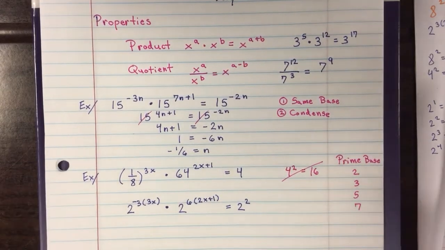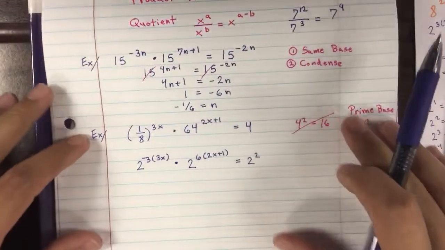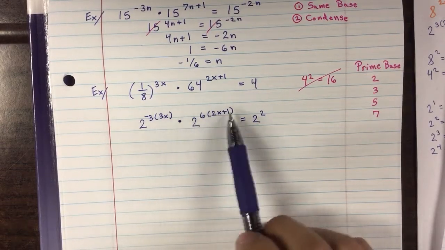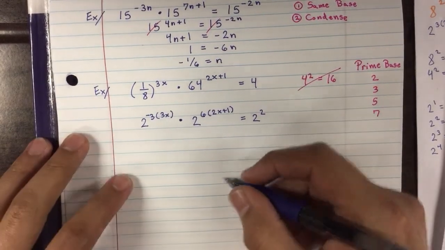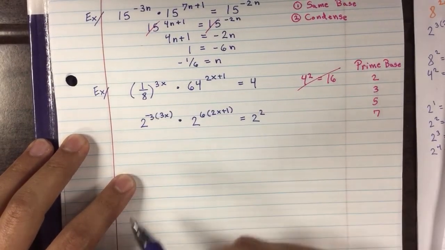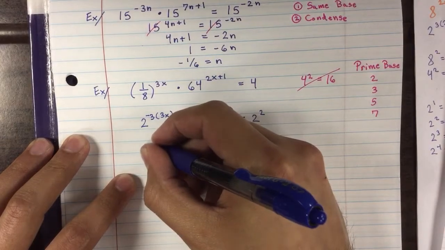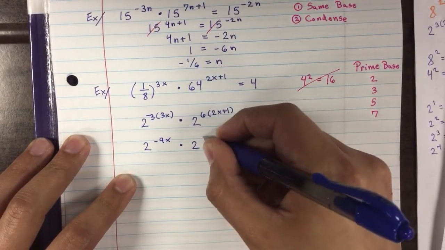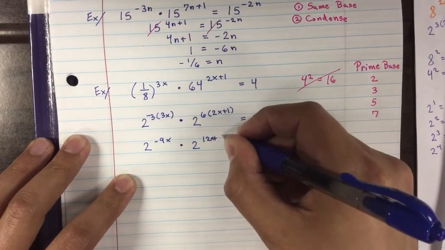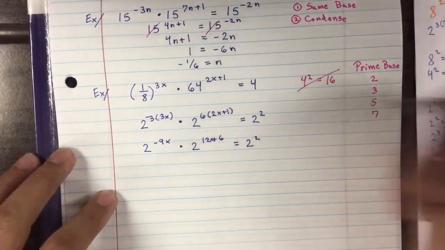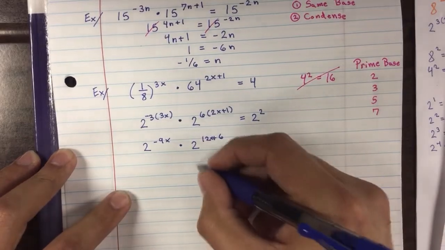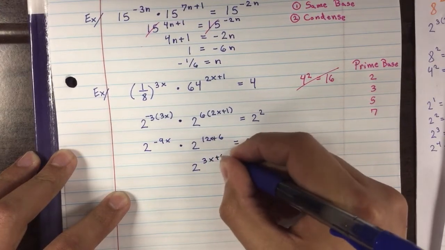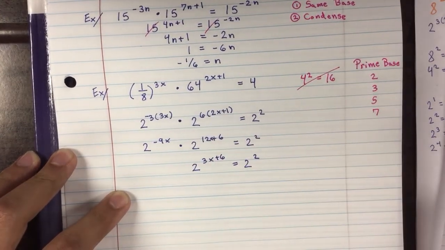So now condense it. Multiplication means that we're going to add, right? So we need to actually multiply this out first. So we have negative 9x, plus 12x plus 6 equals 2 squared. Combine this together, so that's really addition, so it's 2 to the power, and then add your x's, so that'll be 3x plus 6, and this will be 2 squared as well.